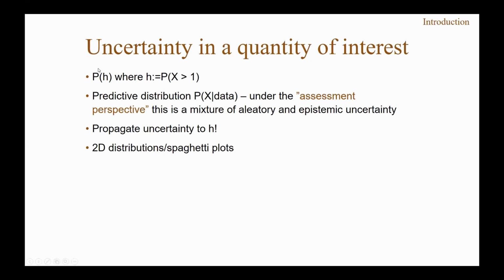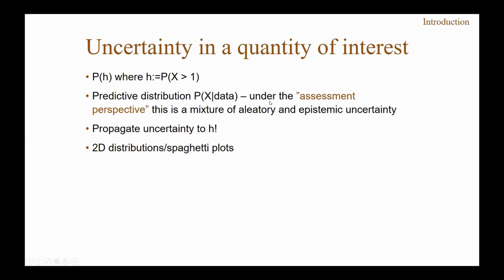So let's say that we're interested in this quantity H, which is defined as the probability that our variable exceeds one. Okay. And uncertainty about this quantity of interest is the probability of H. So if I use this concept, the predictive distribution, which exists in the Bayesian literature, it is the probability of a new observation of X conditional on data. So it's basically a probability distribution for the variable after we have seen the data and learned about parameters.